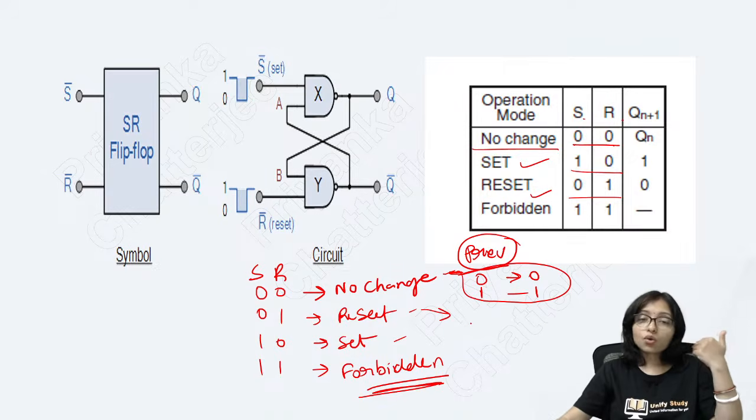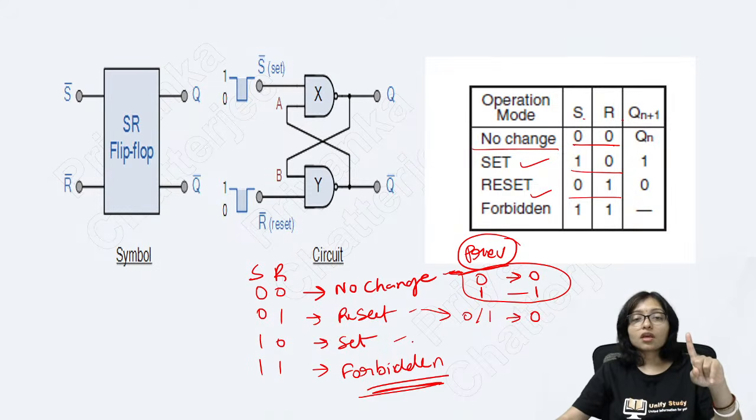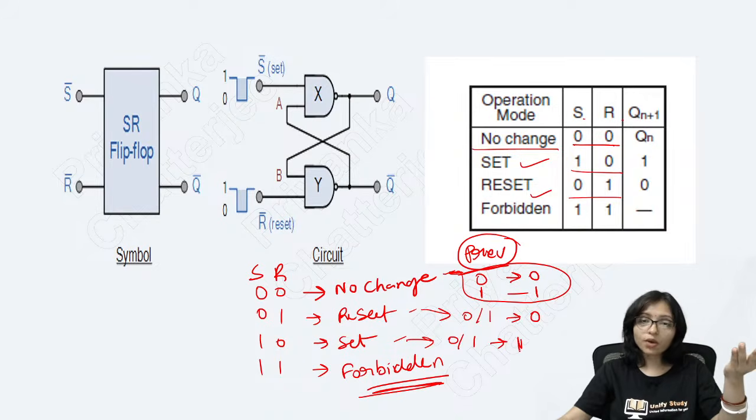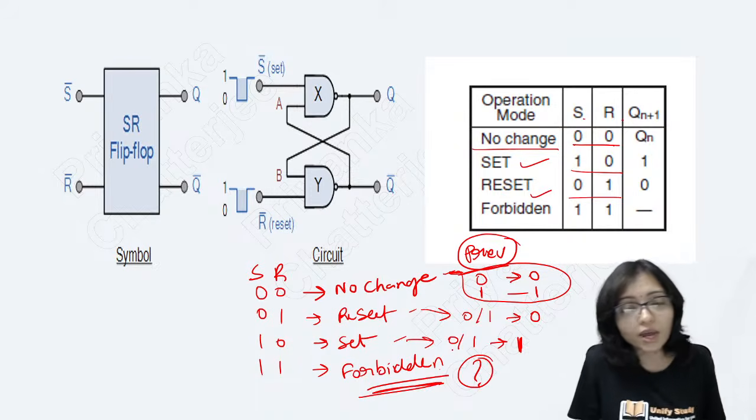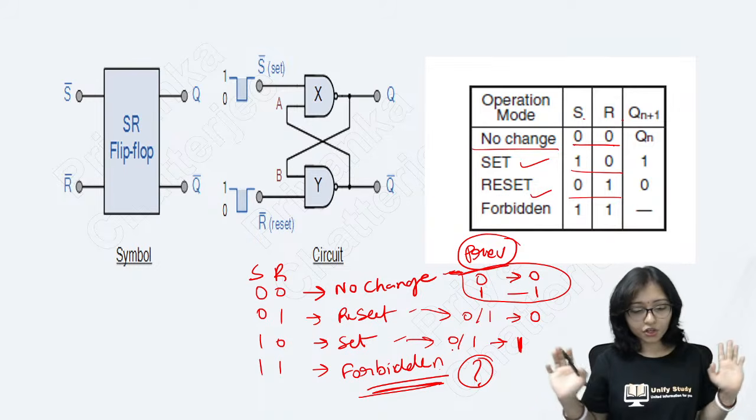Reset means what? Whatever the previous state, 0 or 1, your next state will be 0. Set means what? Whatever your previous state, 0 or 1, your next state will be 1. And this one is a question mark. Here the SR flip-flop cannot give you an answer. What will be my answer? It cannot give you. Okay.